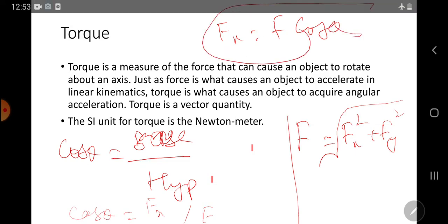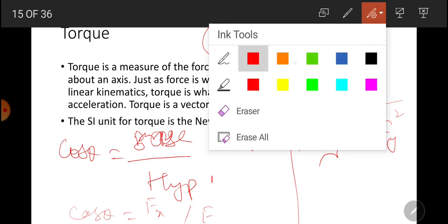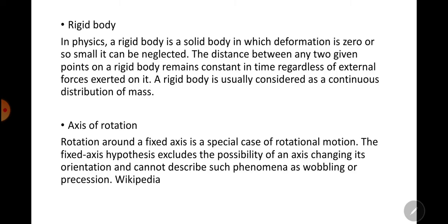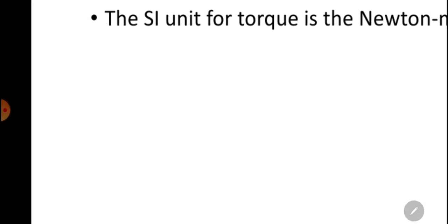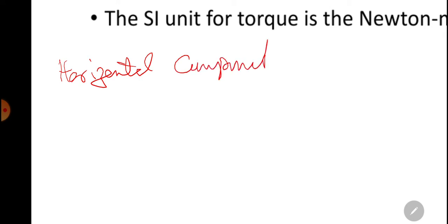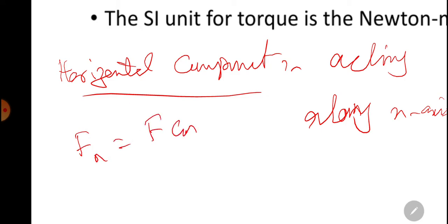This is the horizontal component. So from this we can define the horizontal component as the component of force which is acting along the x-axis. So Fx is the horizontal component and it is equal to F cos theta.